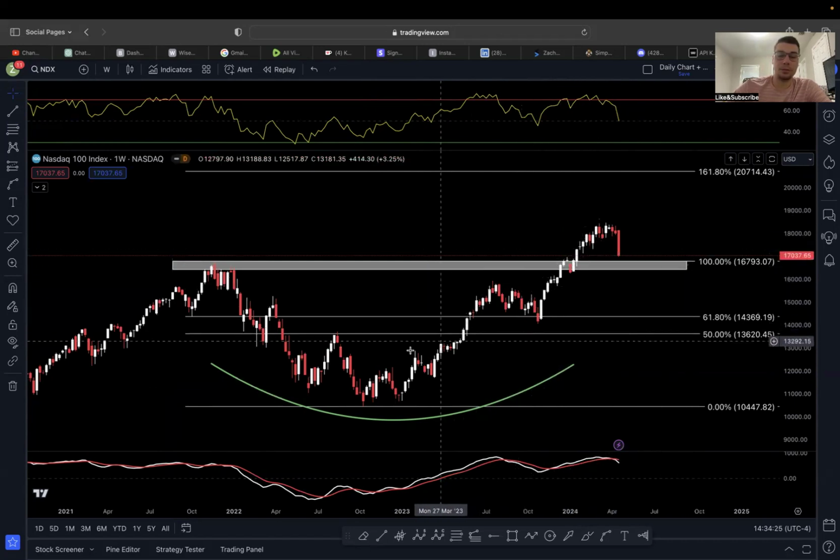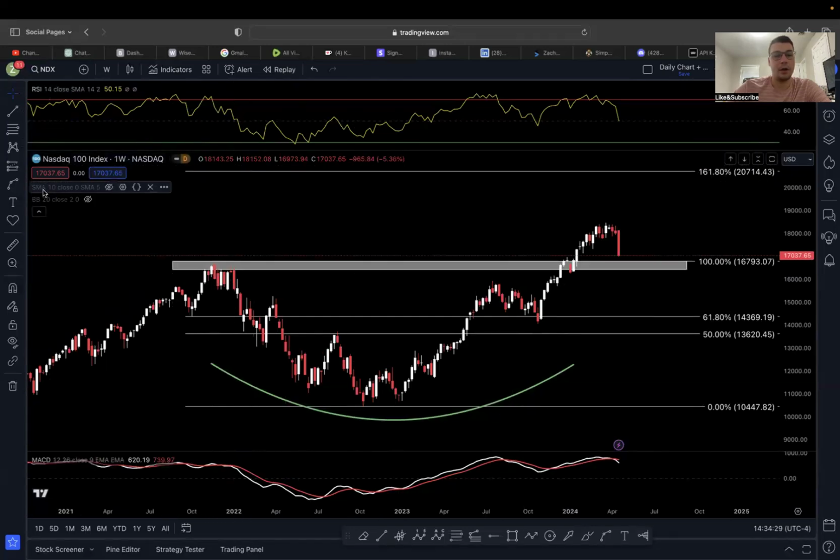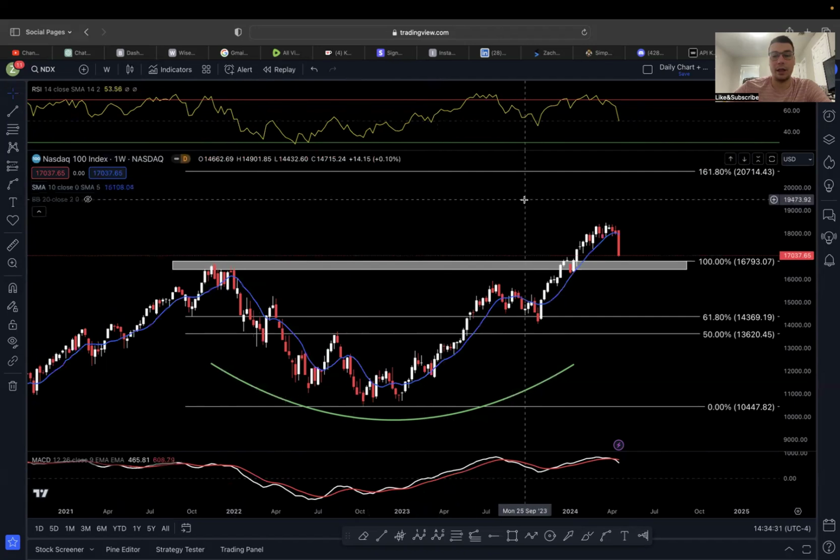Now, the next thing we're going to do, and I always start off on a weekly time frame, is we're going to come here and put the 10-week moving average. Now let's do some simple math for you guys that don't understand. The 10-week moving average is basically the same as the 50-day simple moving average. Why would that be? Well, because there are typically 5 trading days in a week. 5 times 10 weeks is 50 trading days. So a 10-week moving average almost aligns perfectly with the 50-day simple moving average.